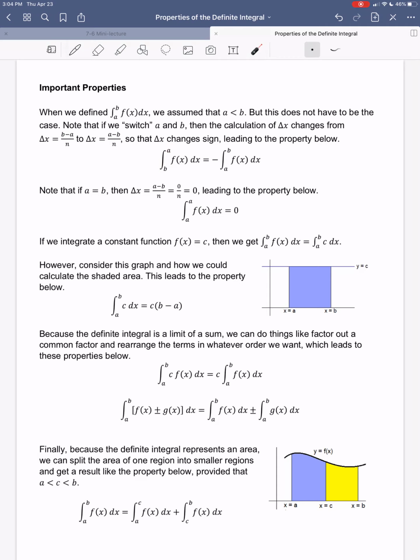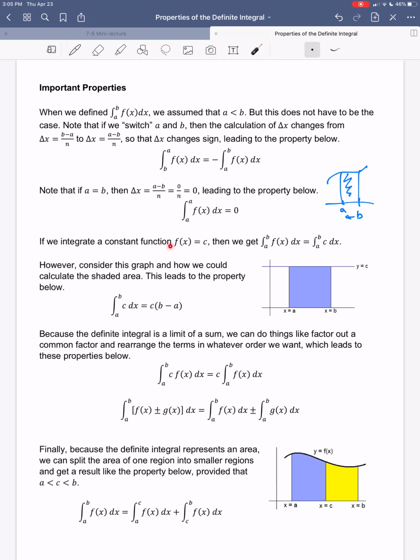Okay? Similarly, if a is equal to b, then when I subtract a minus b to get delta x, I get 0. So delta x would be 0. And of course, that's leading to this property: the integral from a to a of anything is equal to 0. From a function point of view, if I would have from a to b, that would be this area. But as I let b get closer and closer to a, this area gets smaller and smaller until if b becomes equal to a, there's no area anymore. So the value of that integral is equal to 0.